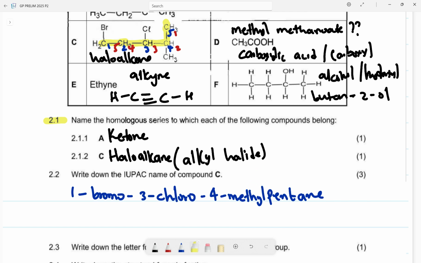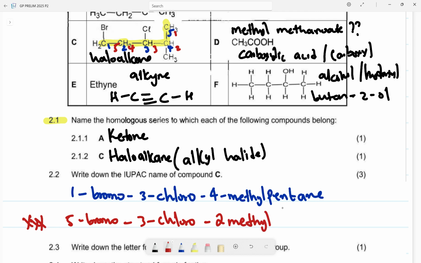And then what I wanted, okay, if we do it like this, B is going to be number 5. So it's going to be 5 bromo. I want to show you why this is wrong. 5 bromo, chlorine number 3. And then what is this? This is number 2. Methyl what? Pentane.